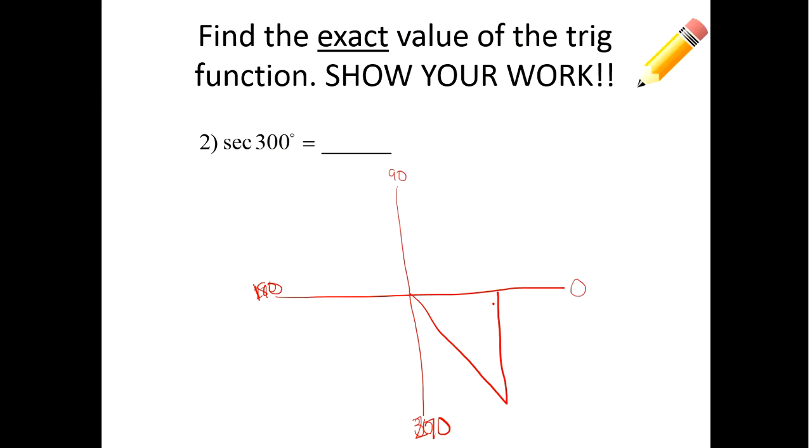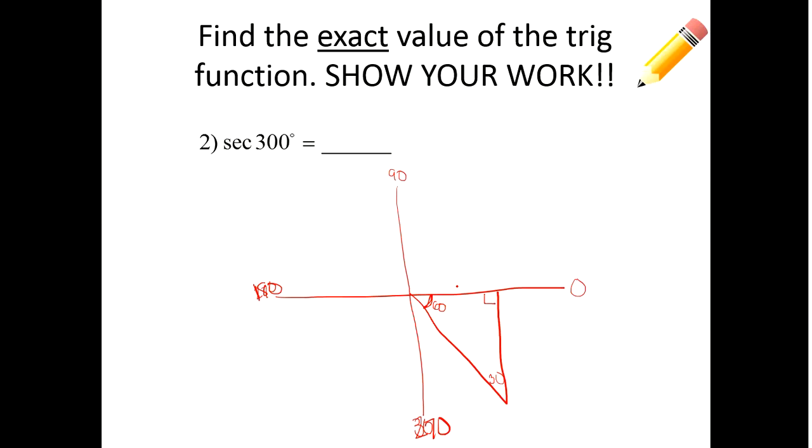Draw my angle down. So I have an angle that goes from 300 to 360. So I believe that's going to be a 60-degree reference angle, right? So this is a 30. And now I have a 30, 60, 90 triangle. We also know how to deal with that.